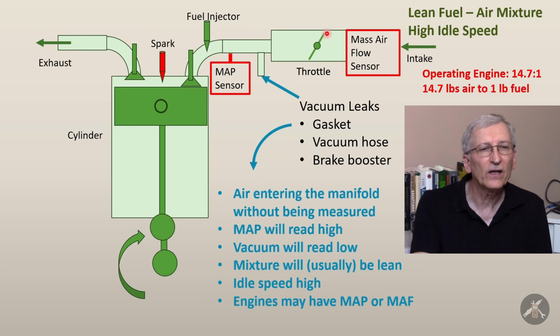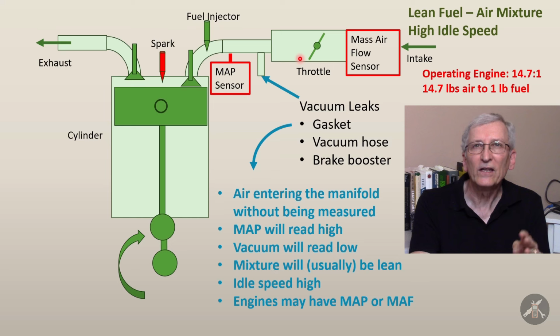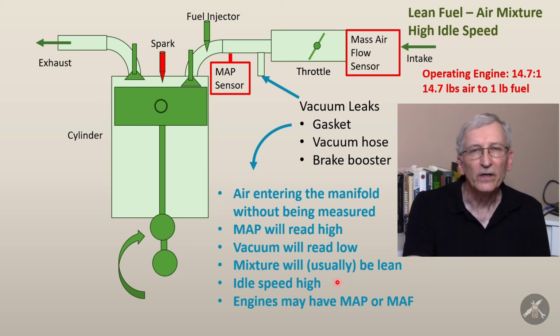Because you're trying to throttle the engine and keep the throttle closed, the idle speed will be higher. So typically, because you're using the throttle to keep the engine slowed down, if you let extra air in, the idle speed will go high. Because you're not necessarily putting in the right amount of fuel, you'll oftentimes get misfires and the engine will run rough.